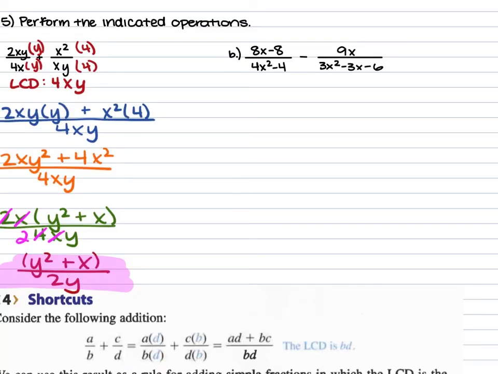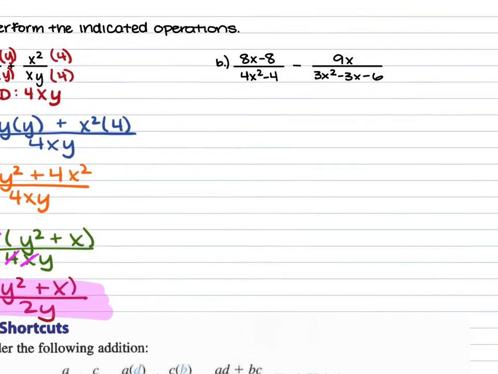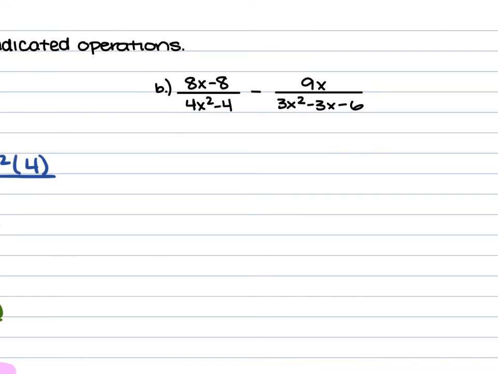For example B, we have 8x minus 8 over 4x squared minus 4 minus 9x over 3x squared minus 3x minus 6. I'm going to start this by factoring everything first. So the top of this first fraction, I can factor out an 8, so it's going to be 8 times x minus 1. Underneath, I'm going to factor out the 4 to give me 4 times x squared minus 1. That x squared minus 1 can then become x minus 1 times x plus 1.